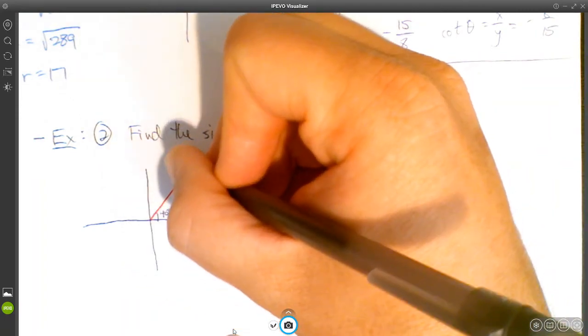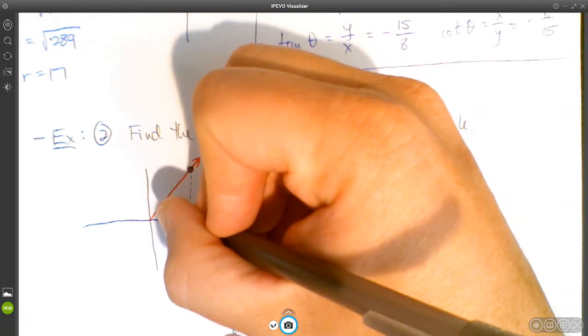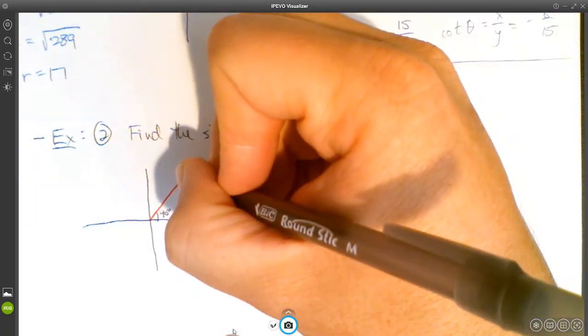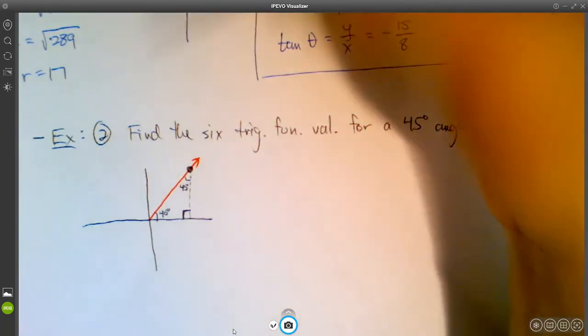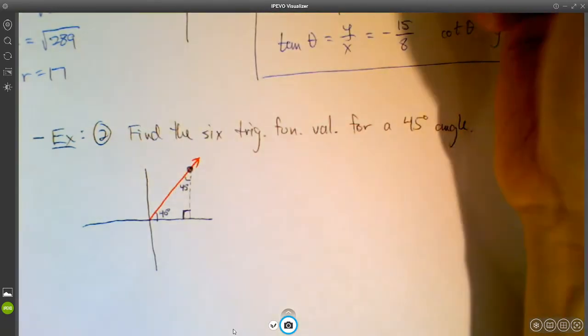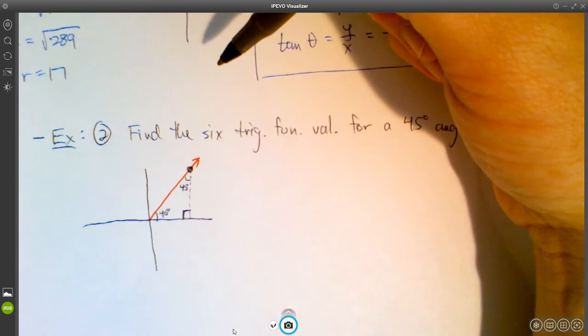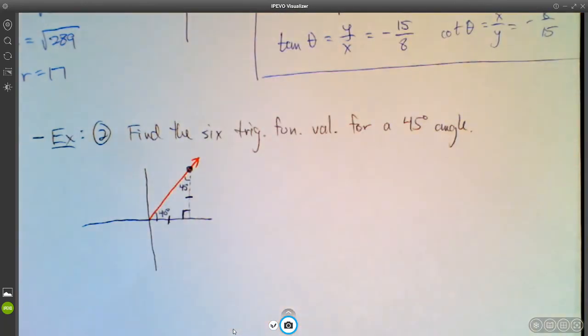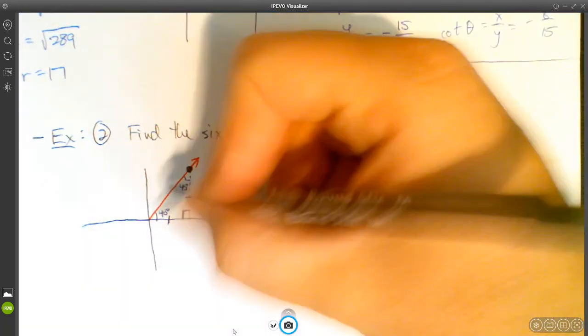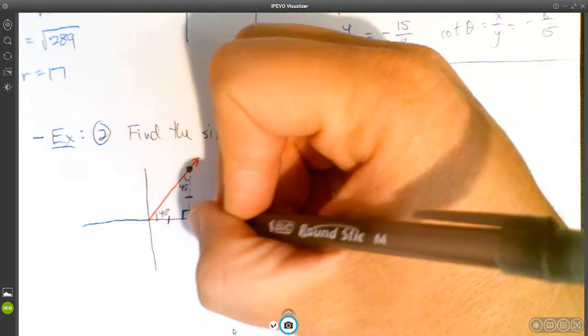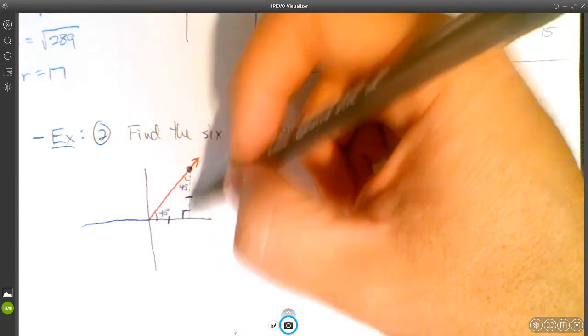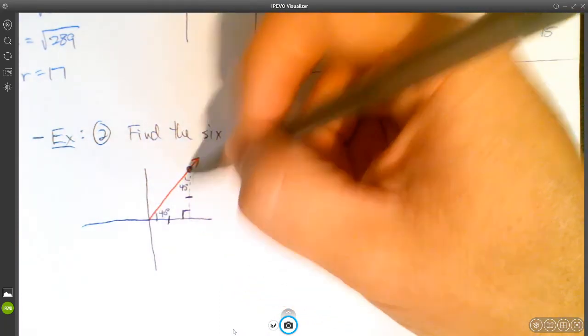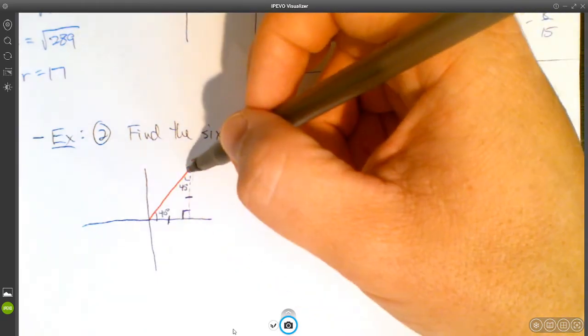If I take some random point like that and then drop a perpendicular, notice that this would also have to be a 45-degree angle, right? Because 45 plus 90 is 180. That means that this triangle is isosceles, which means that this side and this side are the same measure. So that means that in order to be on the terminal side of this angle, you have to go over and up the same amount. So maybe you go over 1 and up 1, or maybe you go over 5 and up 5, or maybe you go over 1732 and up 1732, right? So this point could literally be whatever you want, right?